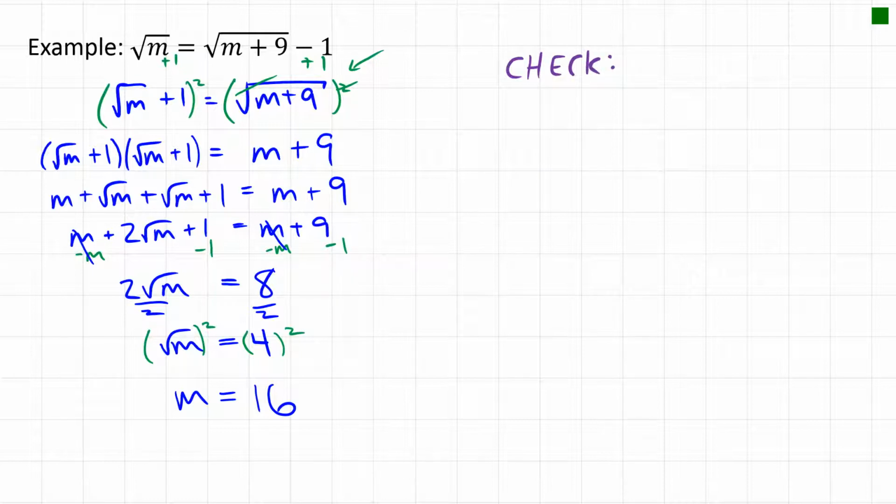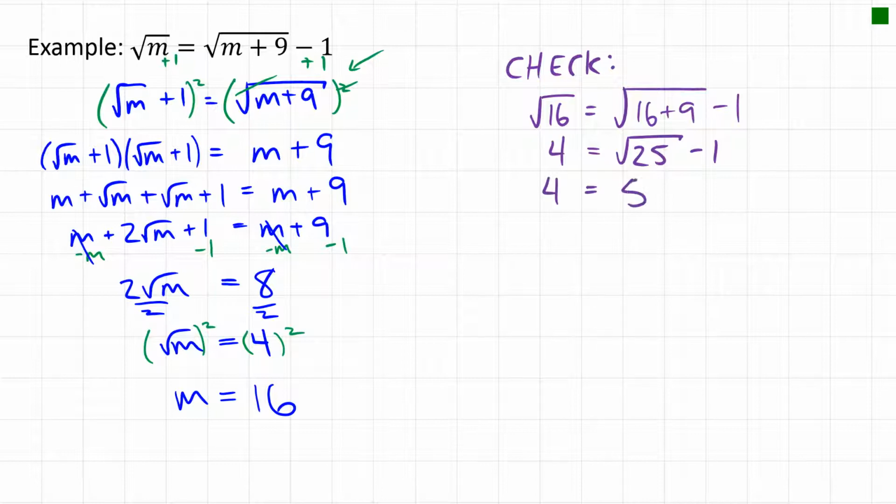Now let's go ahead and check our solution, because we're not done until we do that. So let's check m equals 16 in our equation. So that would be the square root of 16 is equal to the square root of 16 plus 9, minus 1. Well, the square root of 16 is 4. And on the right-hand side, I have the square root of 16 plus 9, which is 25, minus 1. So that would be 4 equals, well, the square root of 25 is 5, minus 1, and 5 minus 1 does indeed equal 4. So our solution is valid. Let's go down and highlight that.